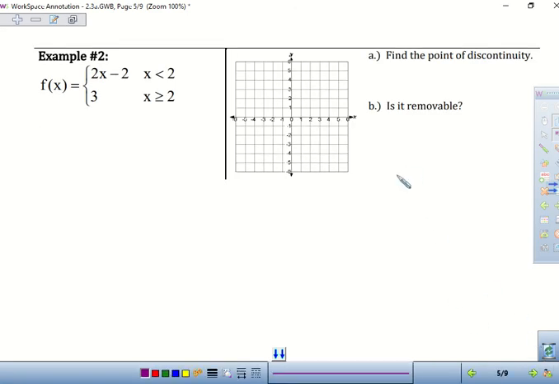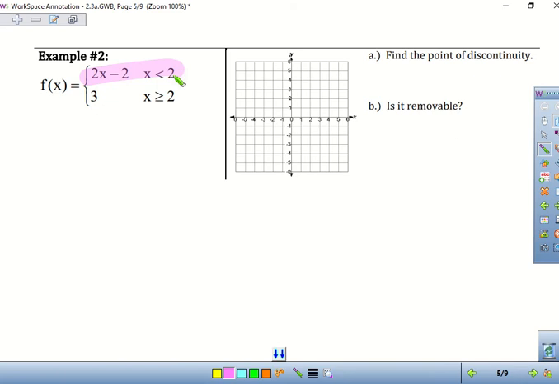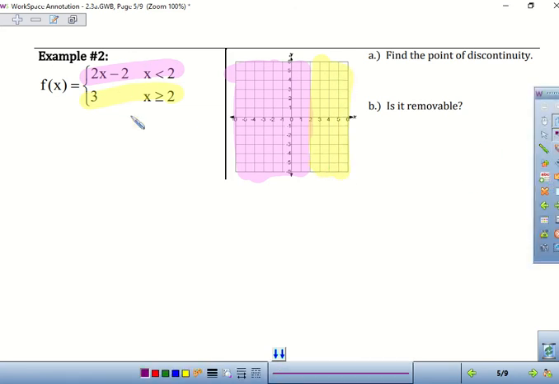Alright, so this question says, find the point of discontinuity and determine if it is removable. This is a piecewise function, so we're going to graph it. Our reminder is that this piece of the piecewise function only exists where x is less than 2, so I'm going to highlight that part in pink. And this part of the function only exists where x is greater than or equal to 2. For the first part, this is a linear function, right? To graph a linear function, we start at the y-intercept, the intercept on the y-axis. Yes, very good.